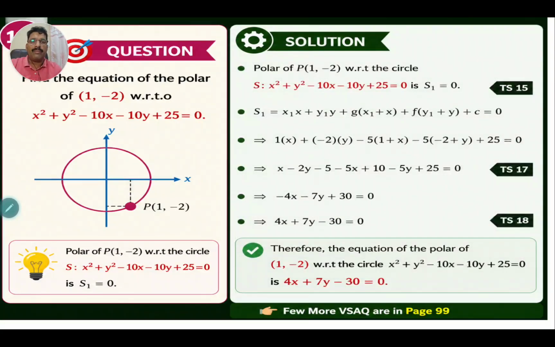See the solution. xx1 plus yy1 plus g of (x plus x1) plus f of (y plus y1) plus c equal to 0. This is the equation of tangent or polar or chord of contact. For all the three, the same formula we have to apply. Applying the formula and simplifying, finally we got the answer 4x plus 7y minus 30 equal to 0.